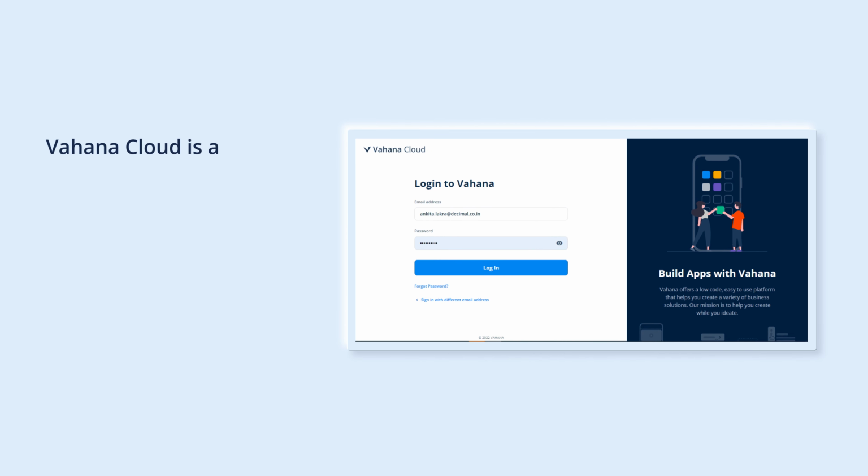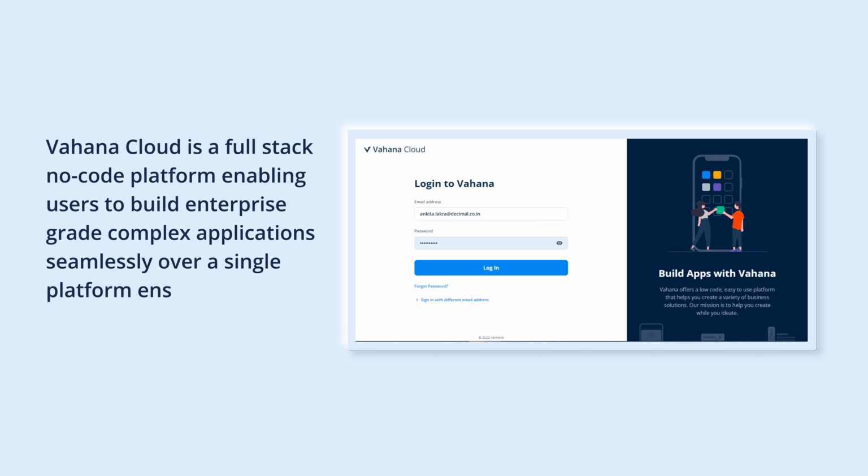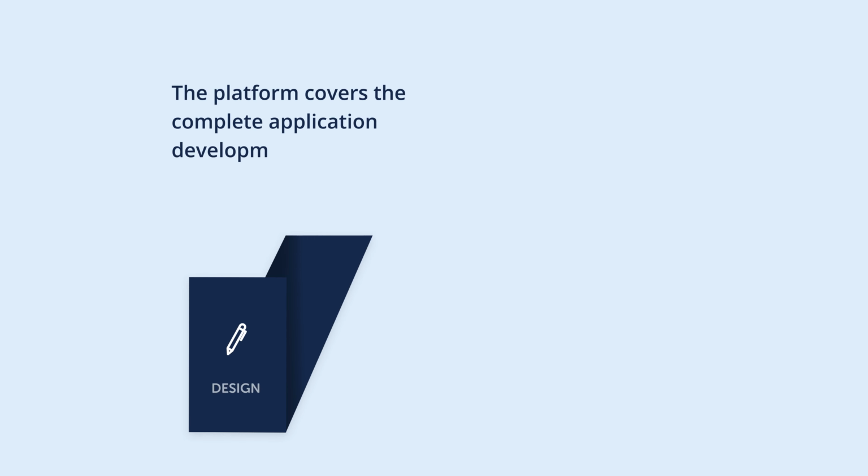Vahana Cloud is a full-stack no-code platform, enabling users to build enterprise-grade complex applications seamlessly over a single platform, ensuring security and scalability. The platform covers the complete application development lifecycle.